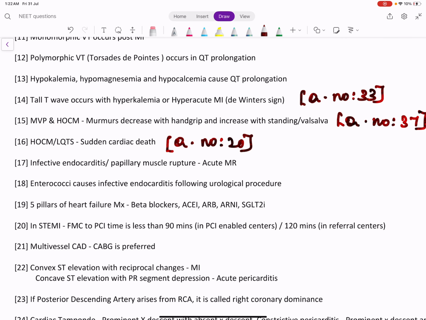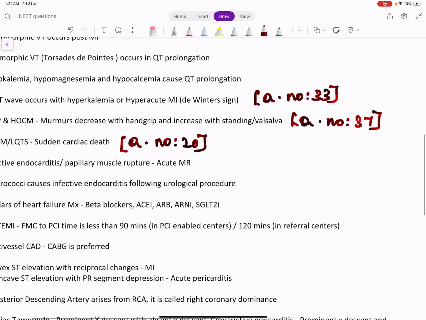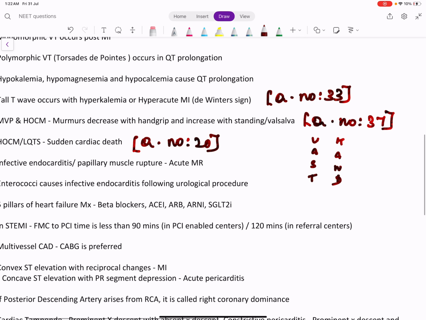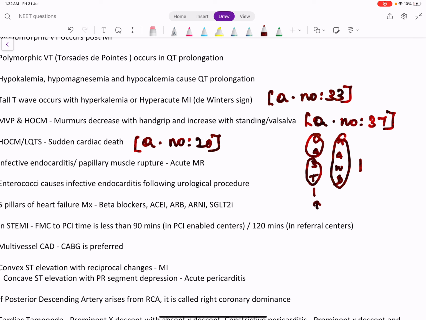Mitral valve prolapse and HOCM, these two murmurs decrease with hand grip and increase with standing or Valsalva. Usually all murmurs increase with hand grip and decrease with standing, but think of the mnemonic VAST HAND. HOCM and mitral valve prolapse alone are the two heart diseases which behave differently. Valsalva or standing will increase the murmur, whereas hand grip will decrease the murmur. Okay, D for decrease.